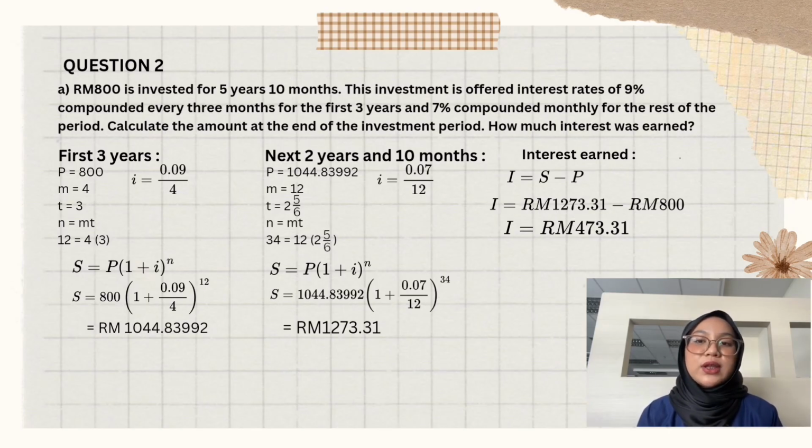We get RM1273.31. For interest earned, using the formula I = S - P, I = 1273.31 - 800. We get RM473.31.